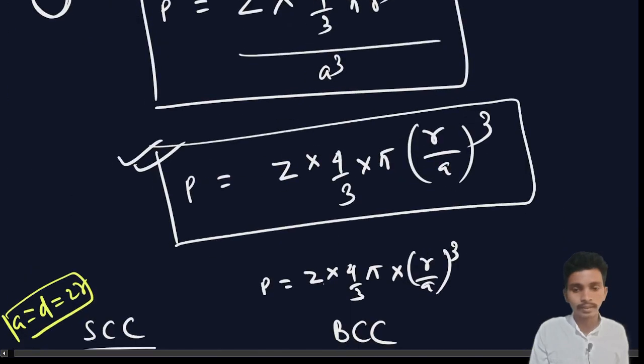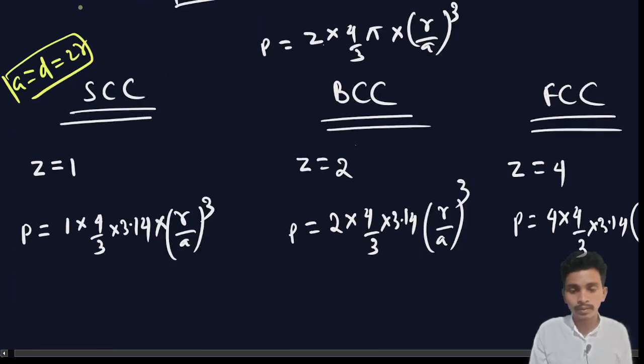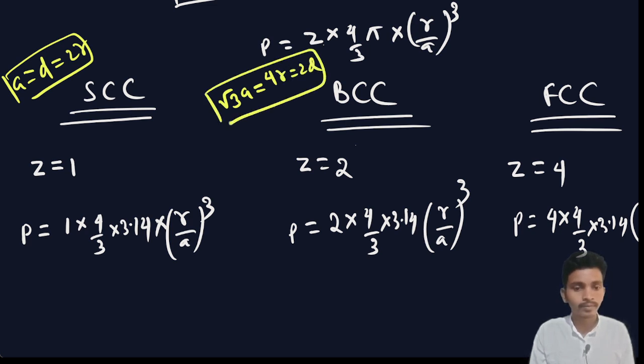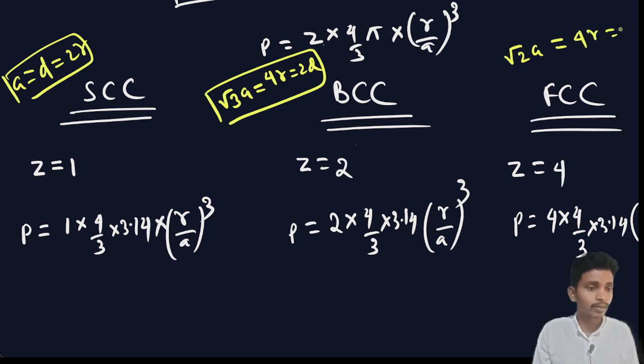Okay, so I write here A equal to D equal to 2R. In the BCC case, the body diagonal is root 3A equal to 4R equal to 2D. Here just multiply by 2 and 2, that is 4R, and this is going to be 2D. In this case, the face diagonal is root 2A equal to 4R equal to 2D.